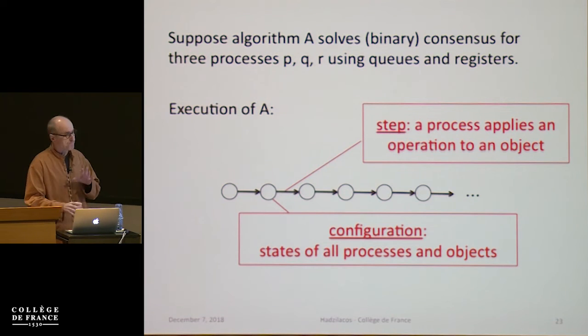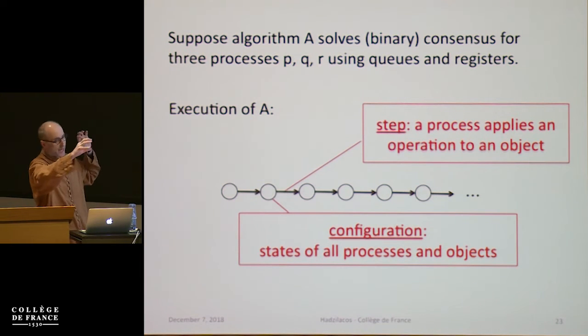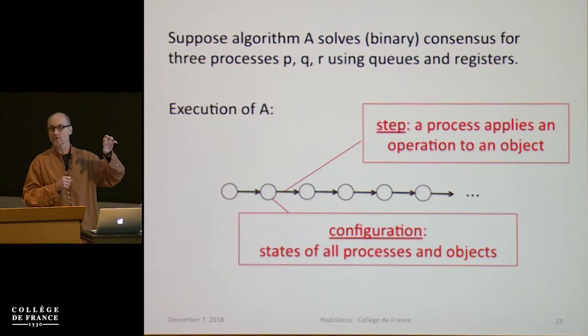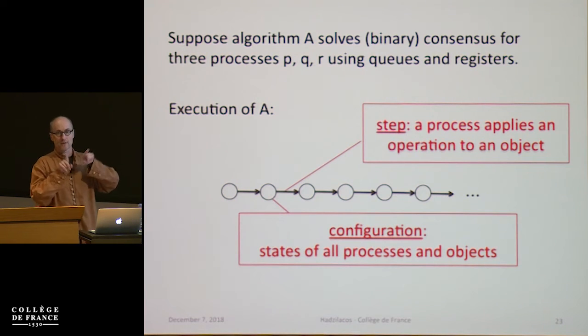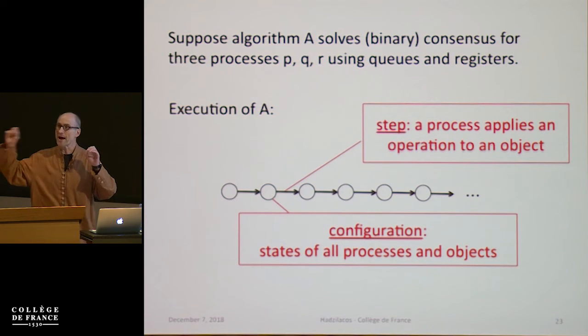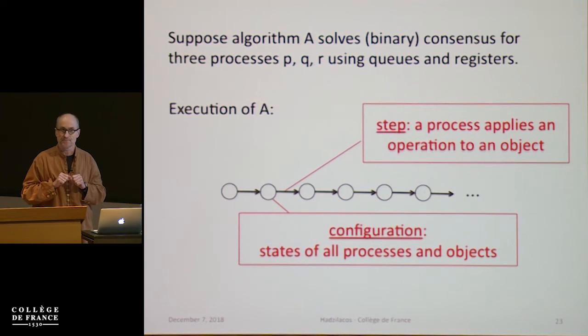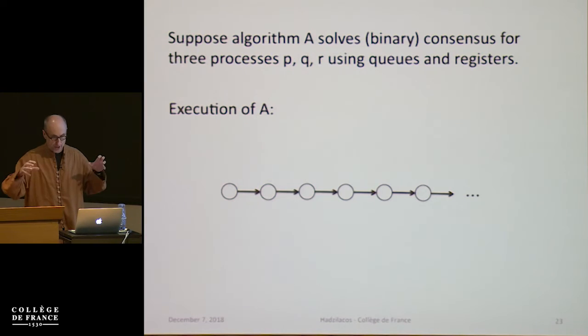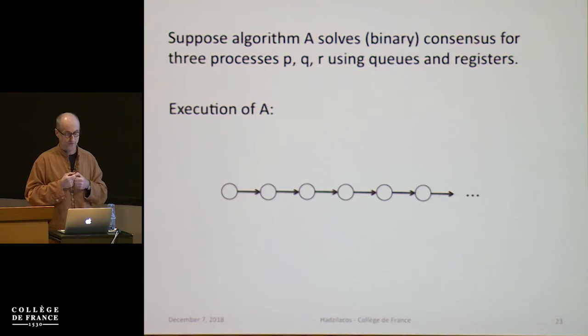So, by the way, this chain represents an execution. But if you look at a particular configuration node, there really should be 3 arrows coming out of it because there are 3 processes. And any one of these processes could take the next step. An execution is just a path through this tree. So this is what the execution looks like, a chain of configurations where each configuration is obtained from the previous one by a single step of one process.